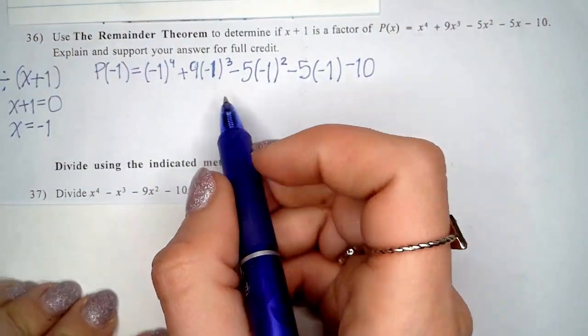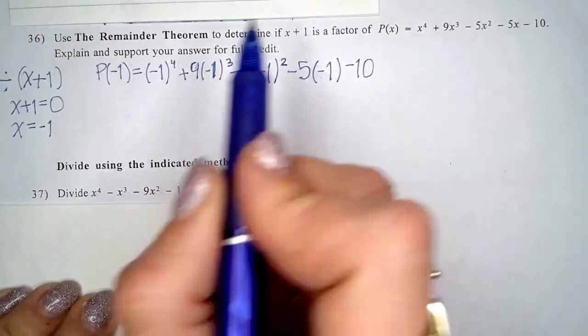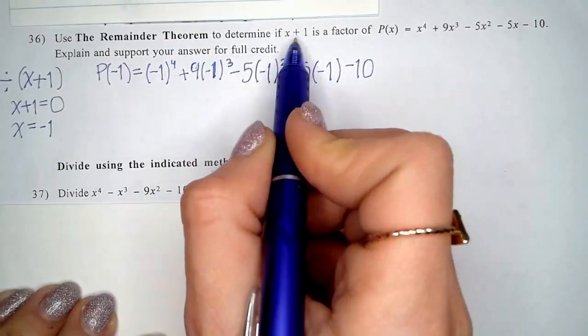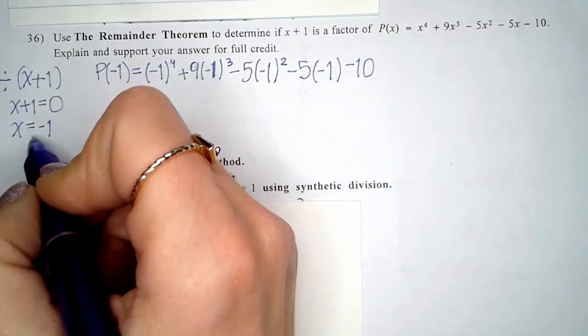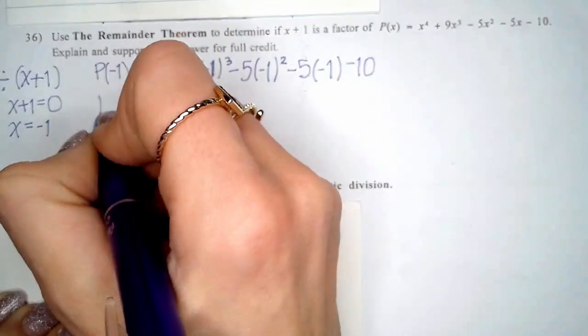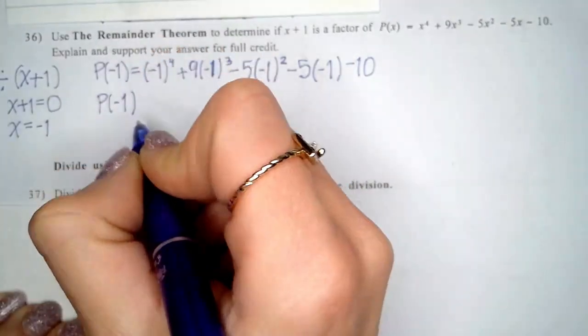Now, if I evaluate it, I took the thing I was dividing by. I want to know if that's a factor, so I'm dividing into it. I set it equal to 0, solve for x. I filled that in for x. Next step, p of negative 1. I'm just going to simplify this.